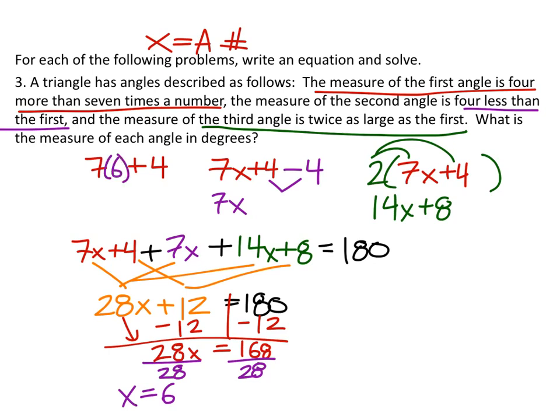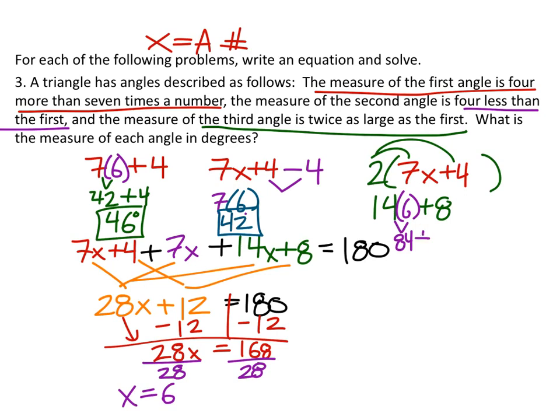So the first angle, 7 times 6 plus 4, so 7 times 6 is 42, plus 4, so this angle would be 46 degrees. And then we also have 7 times x, where x is 6, and 7 times 6 is 42. And then back here, 14x plus 8, again we're replacing the x with 6. 14 times 6 is 84, plus the 8 would give us 92 degrees.